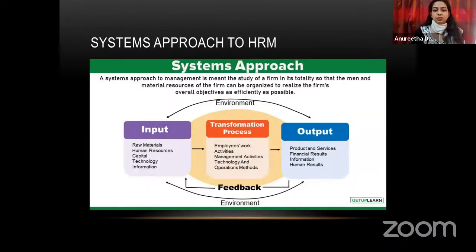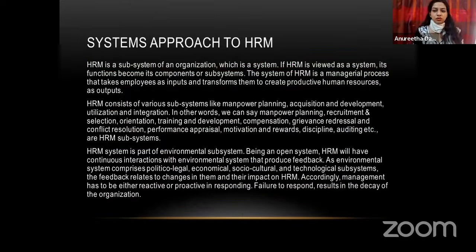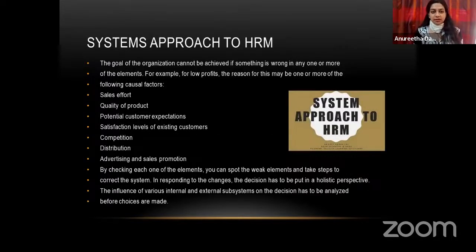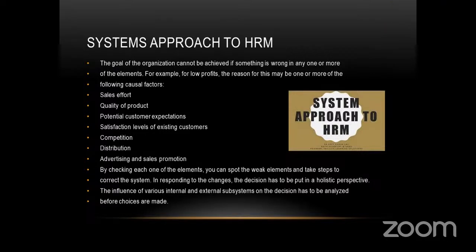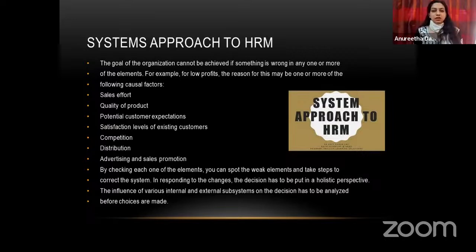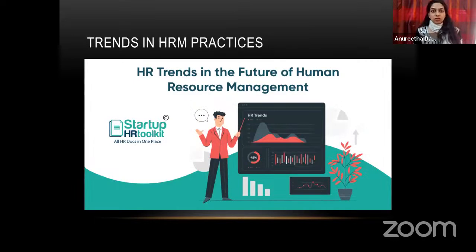So basically, this is the system approach to HRM. The system approach is how to have a systematic managerial process that takes employees as inputs and transforms them to create productive human resource as outputs. Basically that. So these are the factors that you have to consider in order to make a system approach to HRM. That is the sales, quality, satisfaction, competition, distribution, advertising, and sales promotion. So if you have these factors, then you are able to influence well, and you're able to make a good analysis.